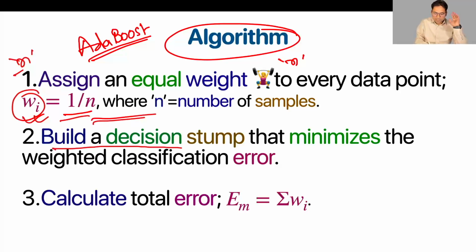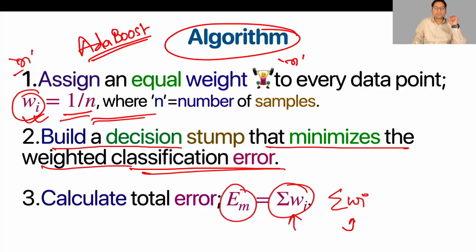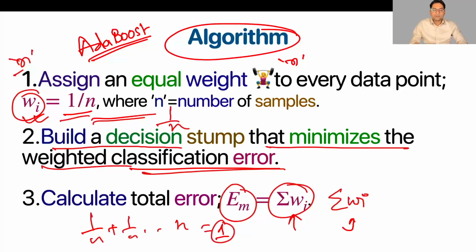Then we build a decision stump that minimizes the weighted classification error. So we build a decision stump which will get most classifications right, and then we calculate the error. The error will be the sum of all the weights. So the total you have is 1 by n, and you will be adding 1 by n, n times. So finally this error will be 1. That's the maximum value it can hold.